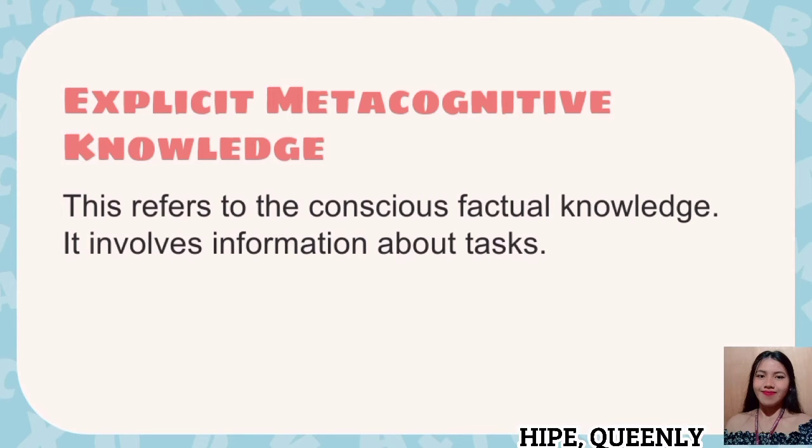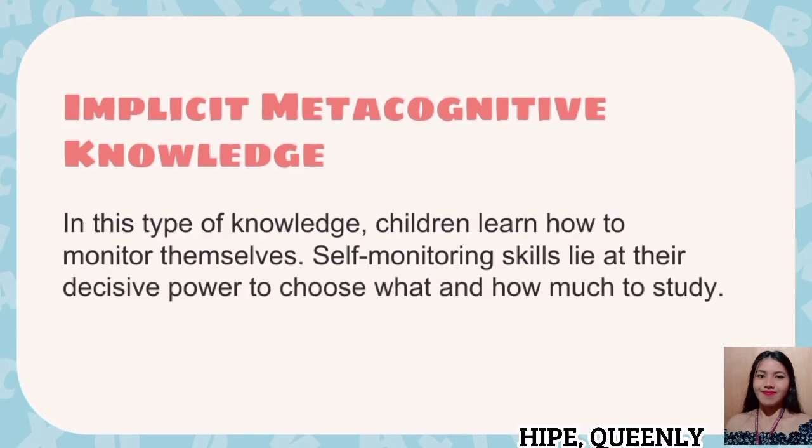For instance, it is easy to remember the major point in the selection rather than to memorize the entire text. Implicit metacognitive knowledge: in this type of knowledge, children learn how to monitor themselves. Self-monitoring skills lie in their decisive power to choose what and how much to study. A perfect example is a child who continually monitors his or her own speech. When the child makes a mistake when speaking, they will stop and say the sentence over again, but correctly.